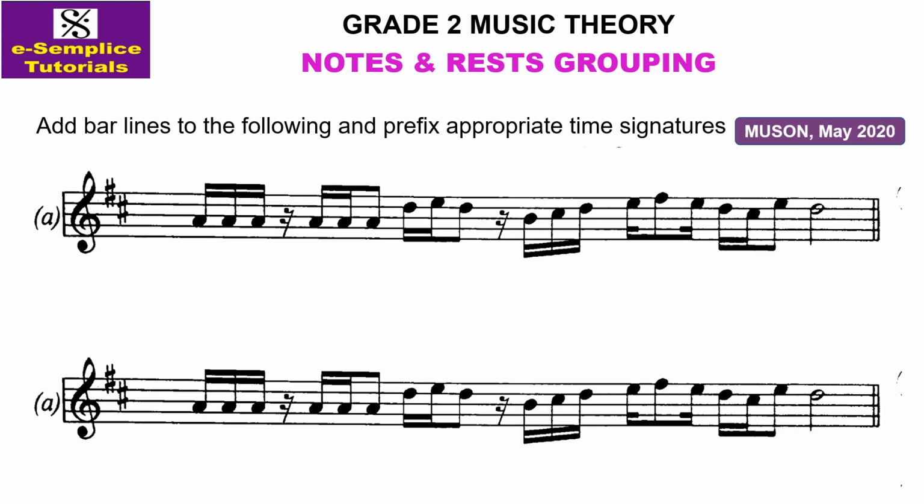This question is from Muson exam May 2020, and it says add bar lines to the following and prefix appropriate time signatures. Now, how do you go about this? Because the time signature is not given. You are the one to look at the notes and the pattern of grouping of the notes and decide a time signature for this.